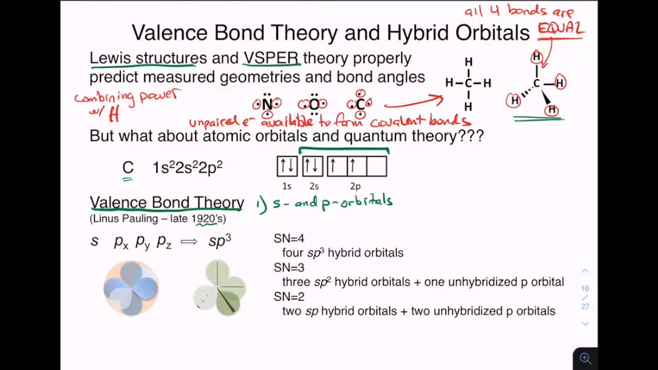They're going to hybridize. And when they hybridize, they're going to be equal energy. So they're going to hybridize into equal energy, what we're going to call hybrid orbitals.